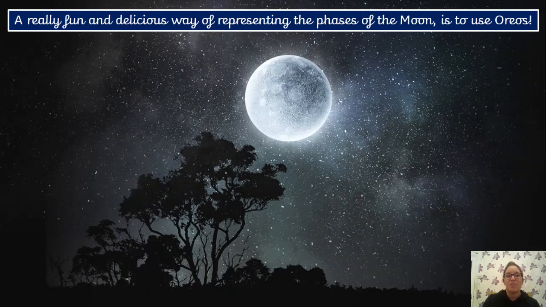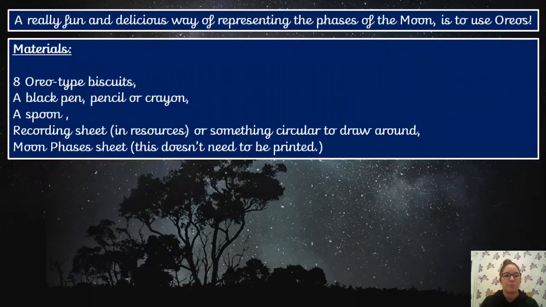Okay, so a really fun and delicious way of representing the phases of the moon is to use Oreos or a similar biscuit. As long as it's round and it's got a white icing in the middle, then that'd be great. So let's have a look. So we need some Oreos.